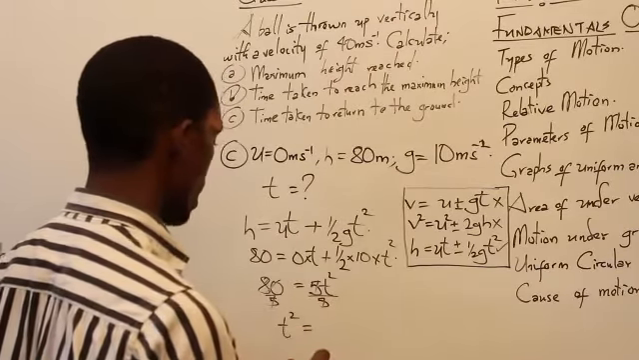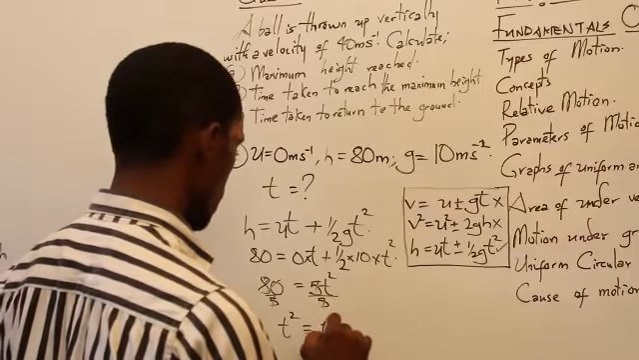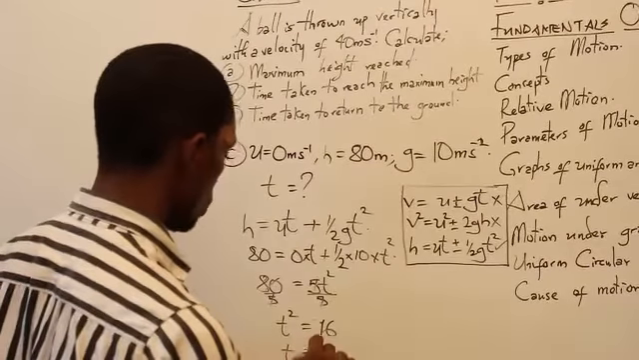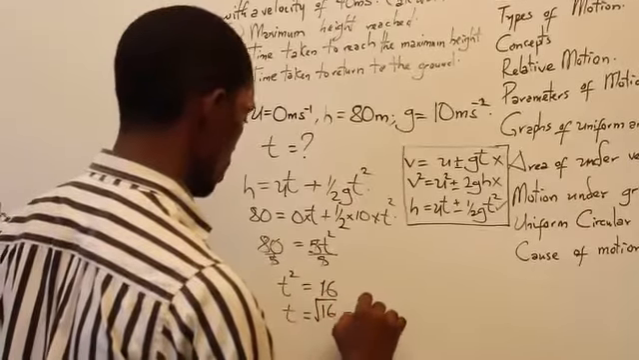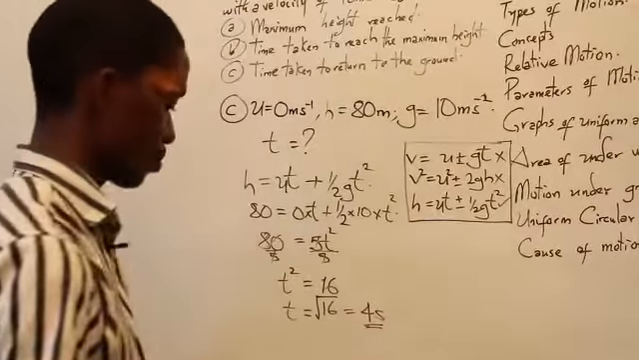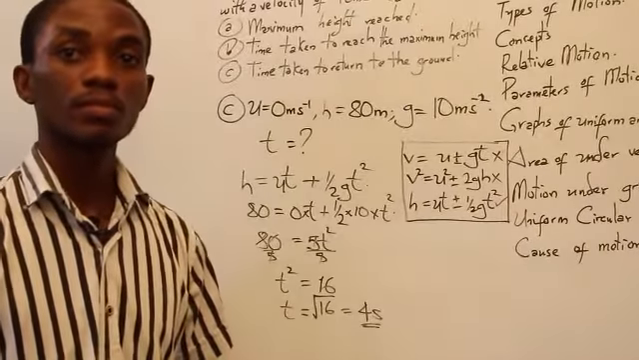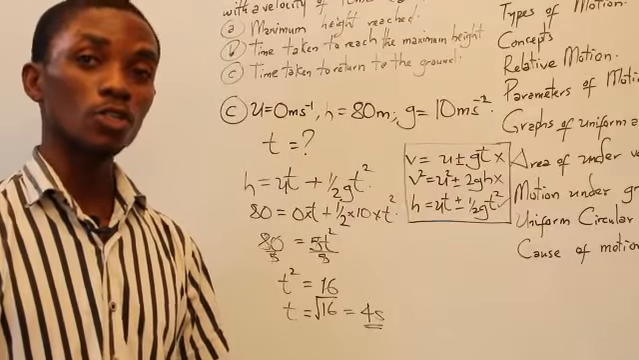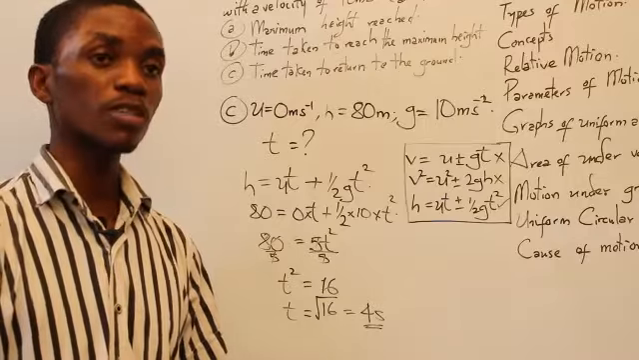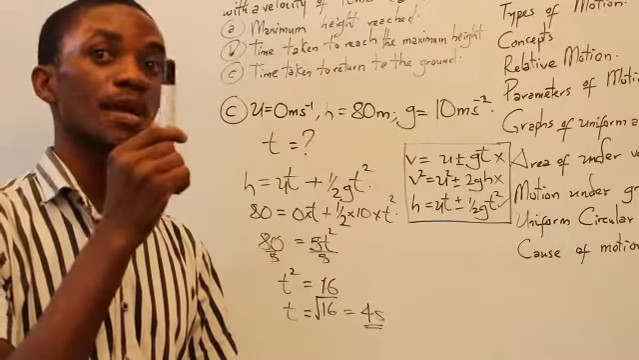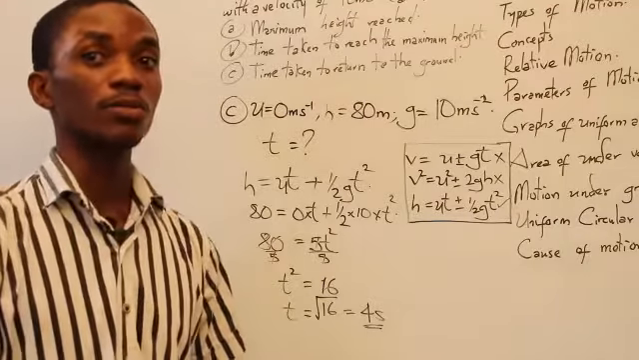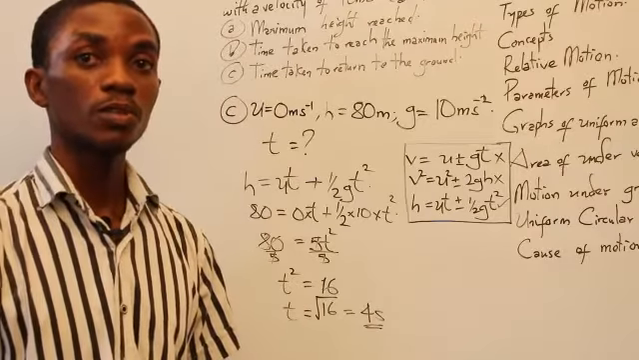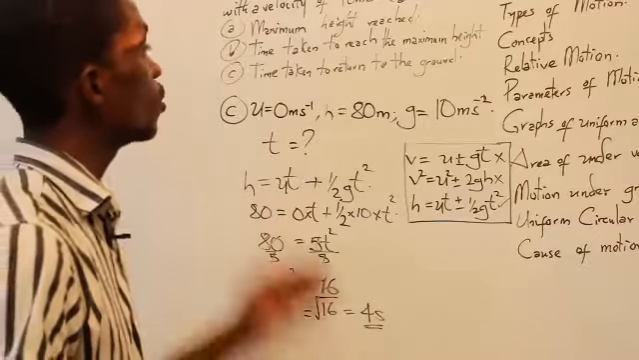and t squared will give us 16. So our t would be the square root of 16, which is 4 seconds. Yeah, I expected that. And do you know why? Because normally, the time it takes the ball to move from the ground up is the same time it will take the ball to come back down, except an external force is applied when it gets to the top. So this is how long it will take the ball to return to the ground.